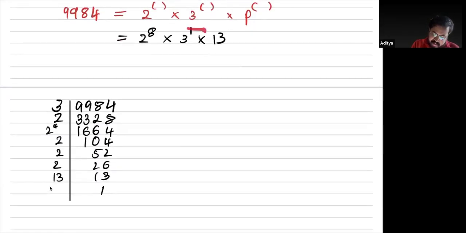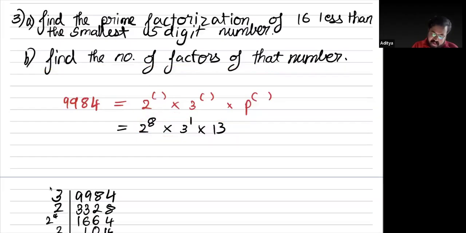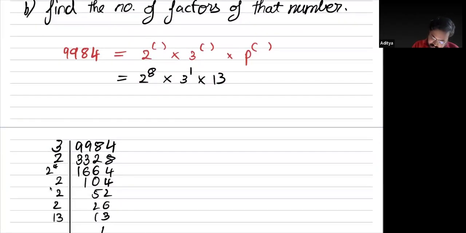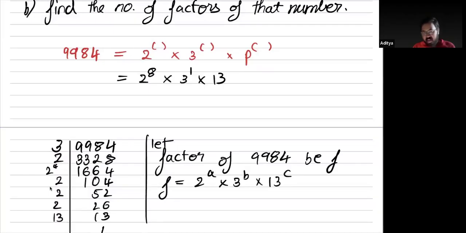Okay, so this is the correct prime factorization. Why was the prime factorization needed? Because this helps us solve part B. So part B asks us the number of factors. Let's say a factor of 9984. Let the factor of 9984 be f. So then we know that f is equal to 2 to the power a times 3 to the power b times 13 to the power c. Whatever other prime number we have, its power will always remain 0. So we don't need to talk about that.